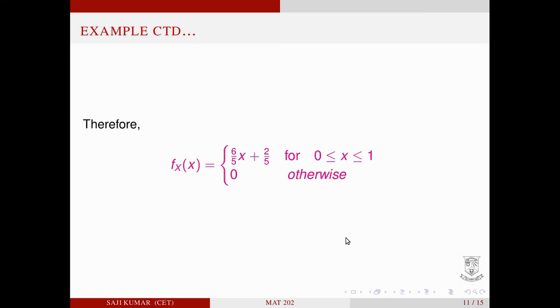But we can represent the marginal density function fx of x as a piecewise function, that is, the density is 6 by 5 into x plus 2 by 5 for all values of x lying between 0 and 1, and outside this range the density is 0. So this is the standard format for representing the marginal probability density function.